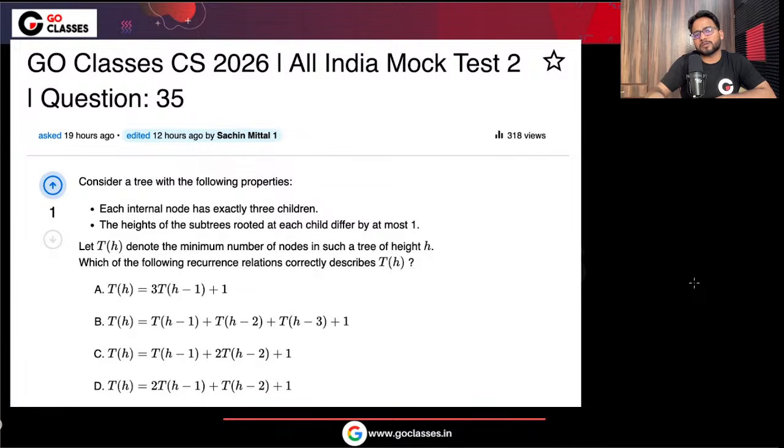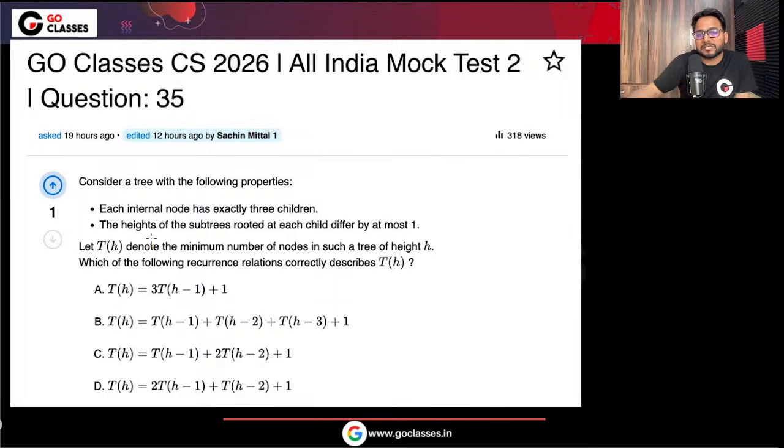Okay. Now let's solve this question. This question was related to trees. In the tree, I think they have taken the ternary tree, which means a tree can have three children. Exactly three children. So they are saying an internal node can have exactly three children. The height of the subtree rooted at any child can differ by at most one.